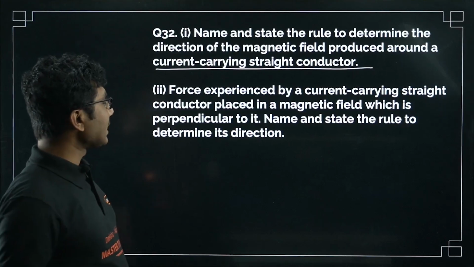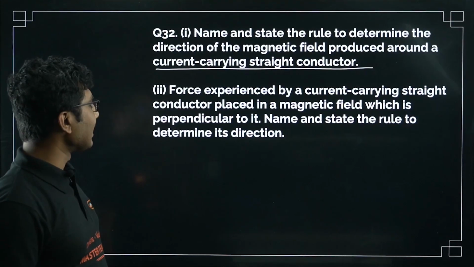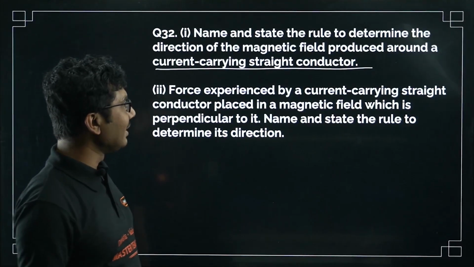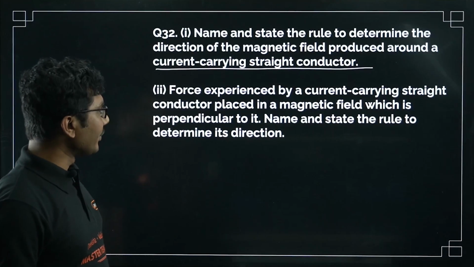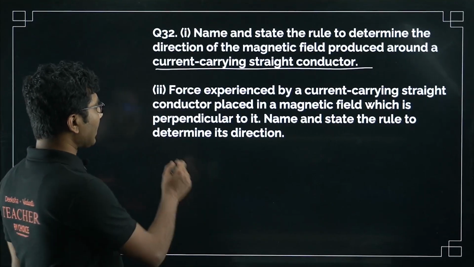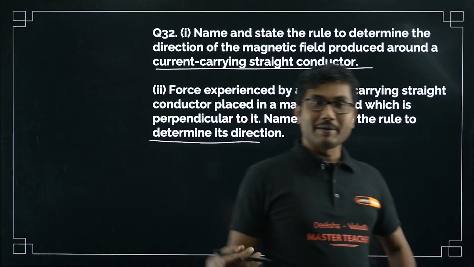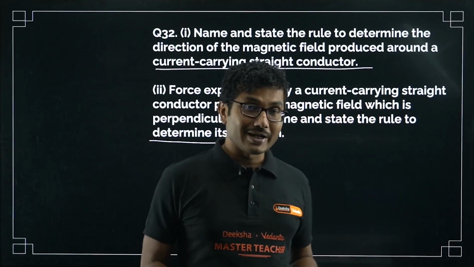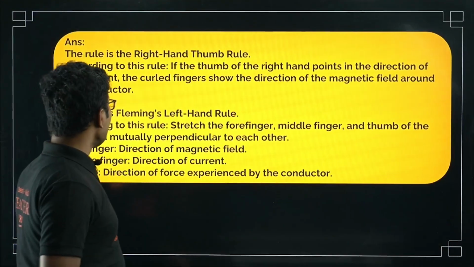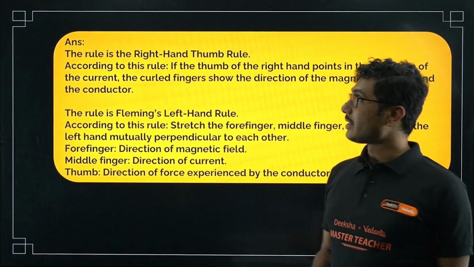Next, the force experienced by a current carrying straight conductor placed in a magnetic field perpendicular to it. Name and state the rule to determine its direction. Again, the name of the rule is Fleming's left hand rule. So be careful. Let's see. First is the right hand thumb rule.